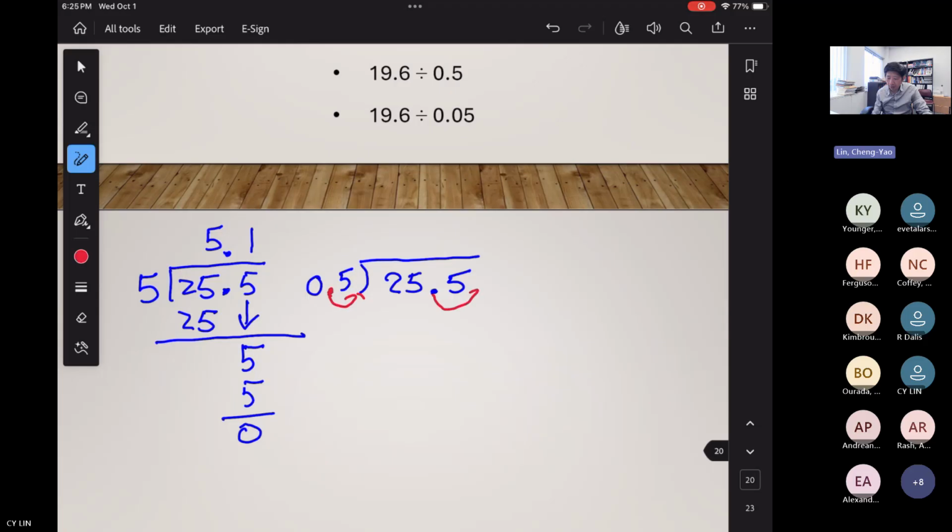At the same time, we move this one to make it a whole number too. When you make this one a whole number, a 5, that means you times 10. That's why you make it a 5. And don't forget, you times 10 here, you have to times 10 there, to make it even.